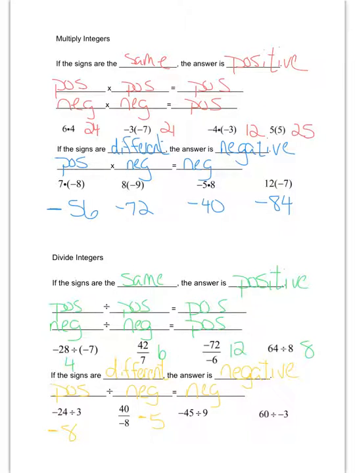Why don't you pause the video, work the next two, then check your work. Okay, so negative 45 divided by 9 is negative 5, and 60 divided by negative 3 is negative 20. Now you're ready to do some practice with multiplication and division.